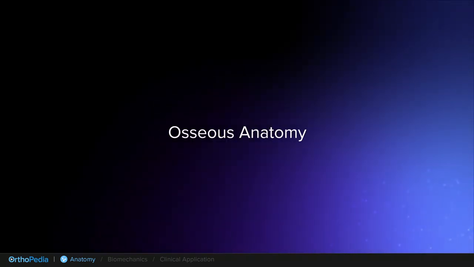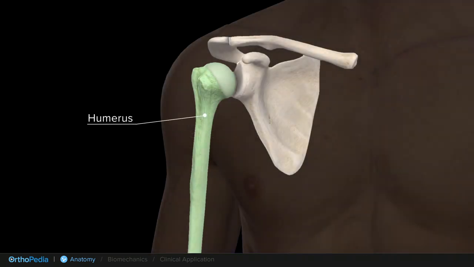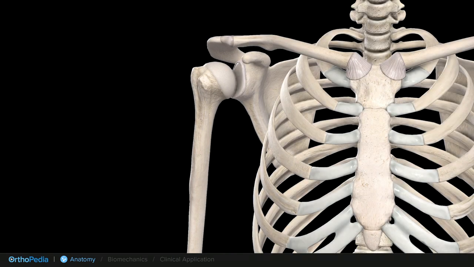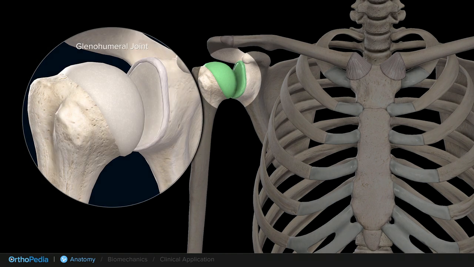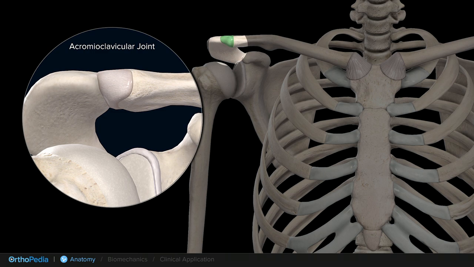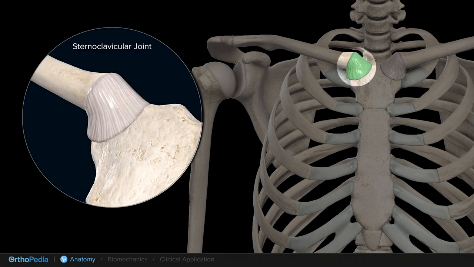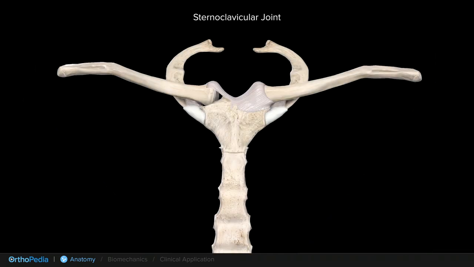The osseous anatomy of the shoulder consists of the humerus, scapula, and clavicle. The bones of the shoulder joint complex are connected through three synovial joints: the glenohumeral joint, the acromioclavicular joint, and the sternoclavicular joint. The sternoclavicular joint is a plain synovial joint made up of two incongruent, saddle-shaped articular surfaces.